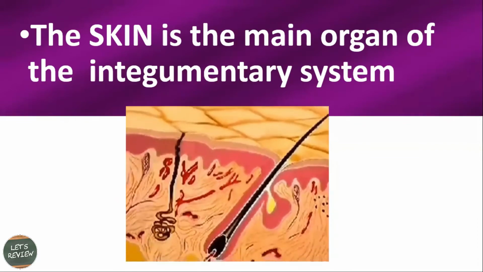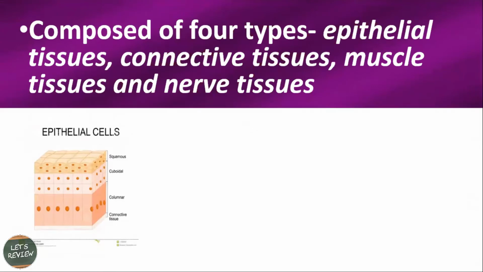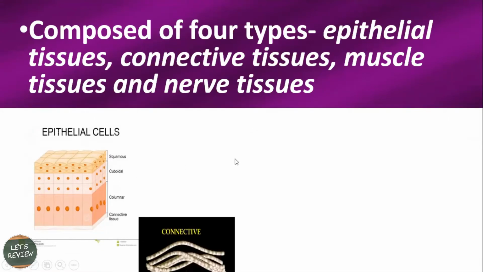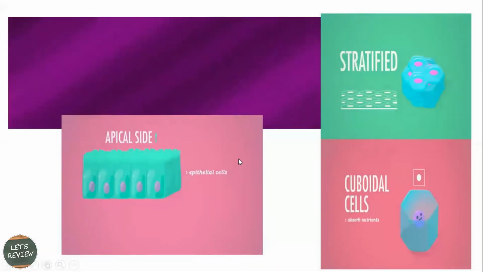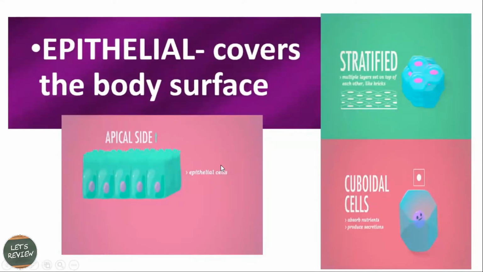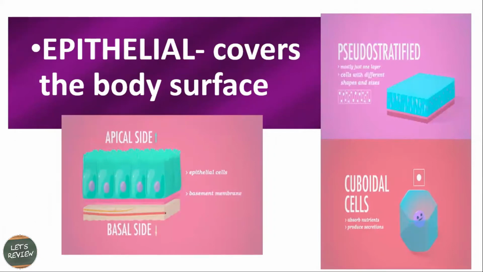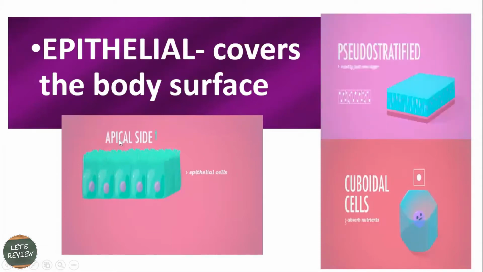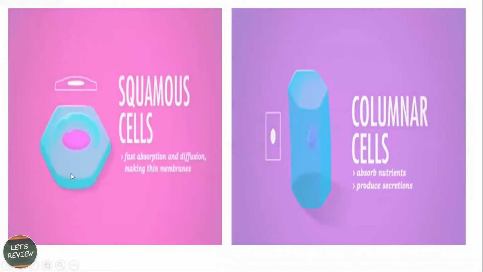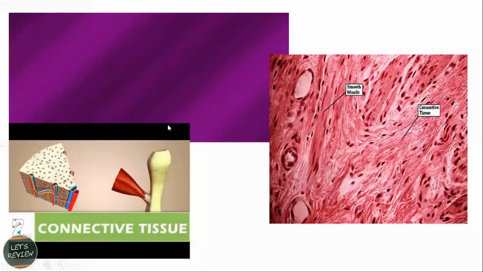Like I said, it covers the whole body from head to toe. It is composed of four types of tissue: epithelial tissue, connective tissue, muscle tissue, and nerve tissue. One by one, let us check these. The epithelial tissue covers the body surface. It may be in the form of stratified or cuboidal cells. This is an example of a squamous cell that functions for fast absorption and diffusion, making thin membranes in our body, and some are columnar cells for absorption of nutrients and production of secretions.